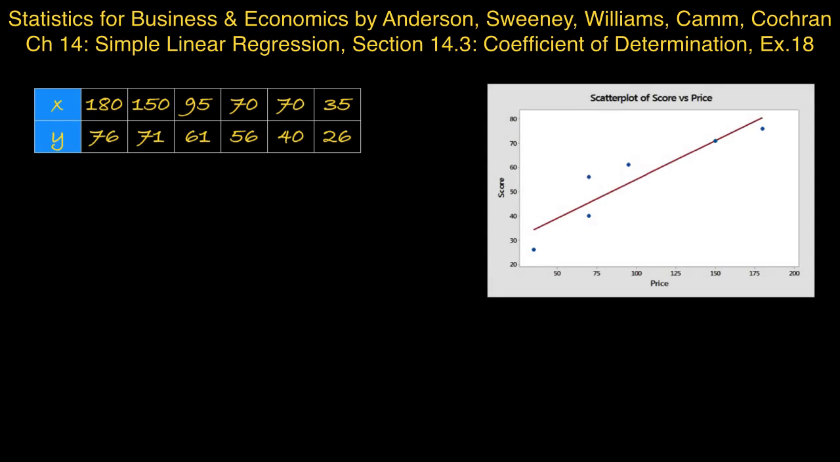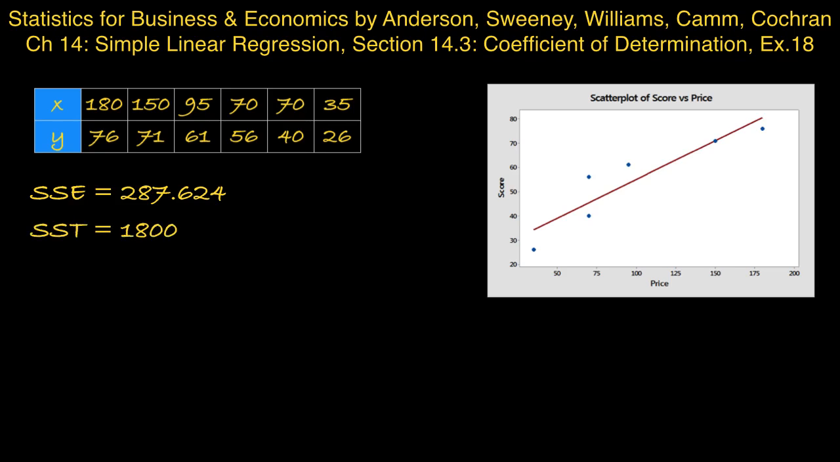Here's a scatter plot of the data together with that estimated regression line superimposed. Compute the sum of squares due to error, the total sum of squares, and the sum of squares due to regression. So first of all, the sum of squares due to error, and that represents the sum of the squares of the vertical distances between the points and the regression line.